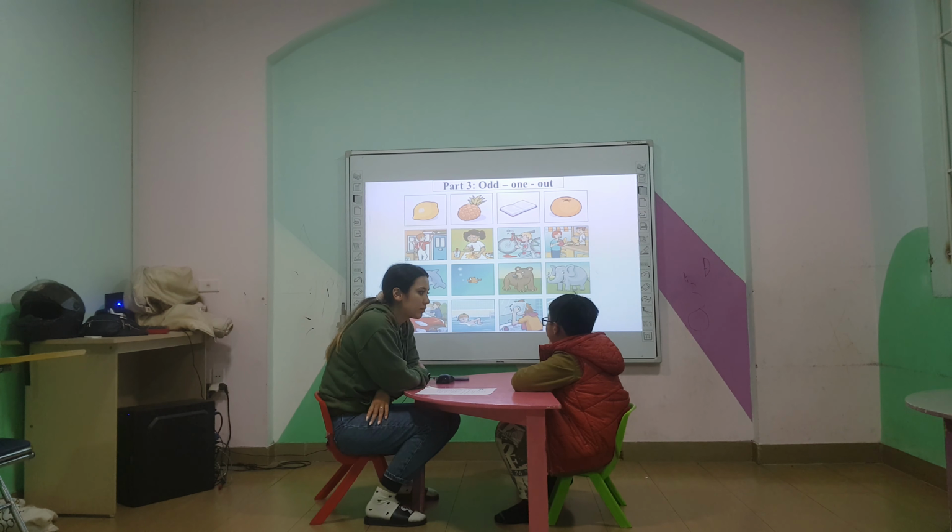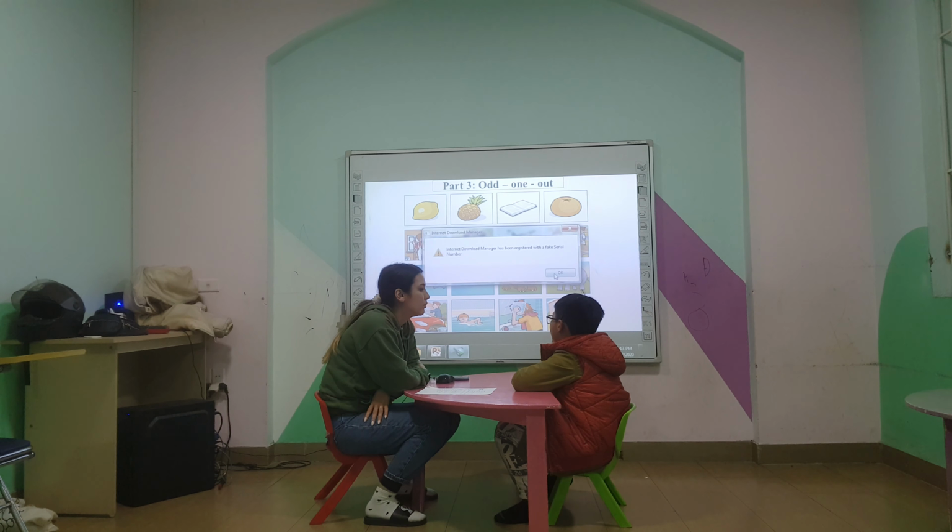In the line number three, picture number two is different, because pictures number one, three and four are big animals. But in picture number two, there is a small animal.